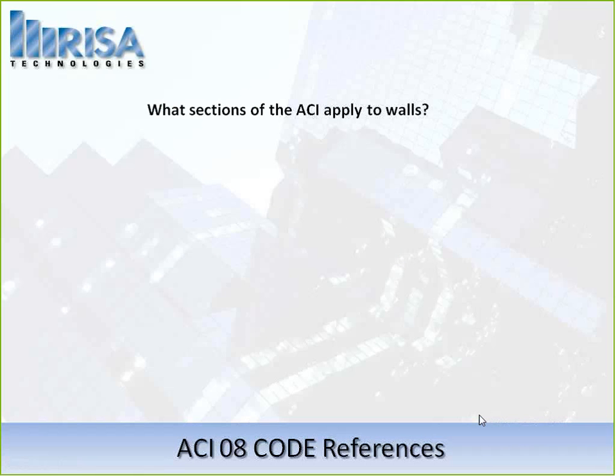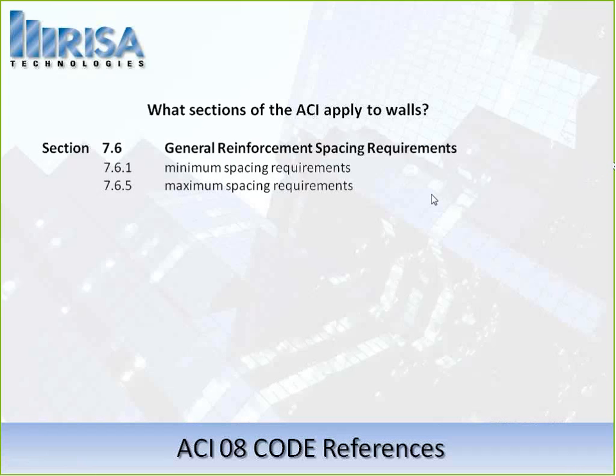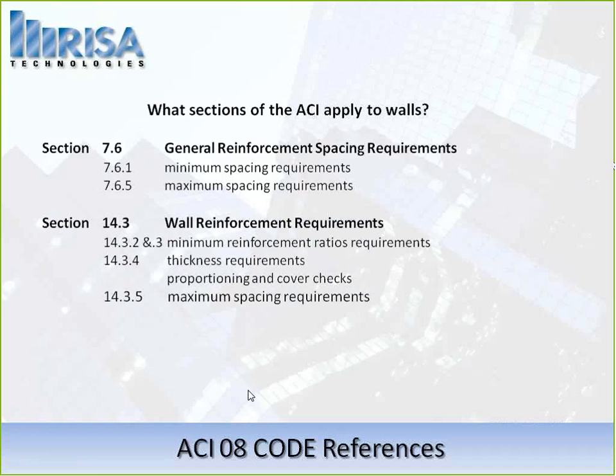And what we're going to be saying here is that we're applying this to certain sections of the code. We actually have a lot of different sections, but I'm going to focus on some of the main ones here. Section 7.6 in the ACI, and I'm referencing '08 if you wanted to check the code there, covers the general reinforcement spacing requirements. You can see some minimums and maximums at 7.6.1 and 7.6.5. You've also got sections in 14.3 for the wall reinforcement requirements.